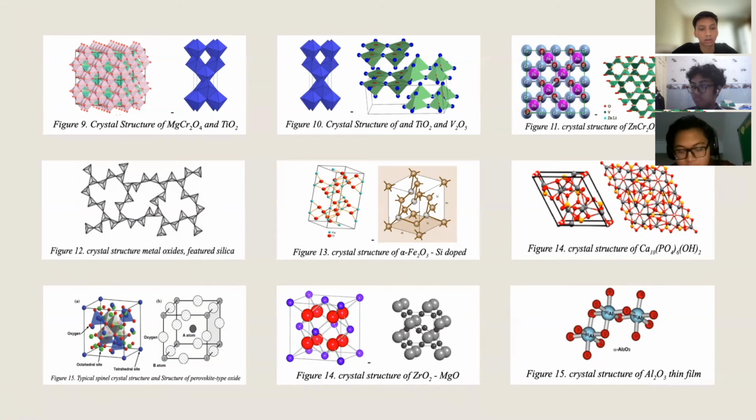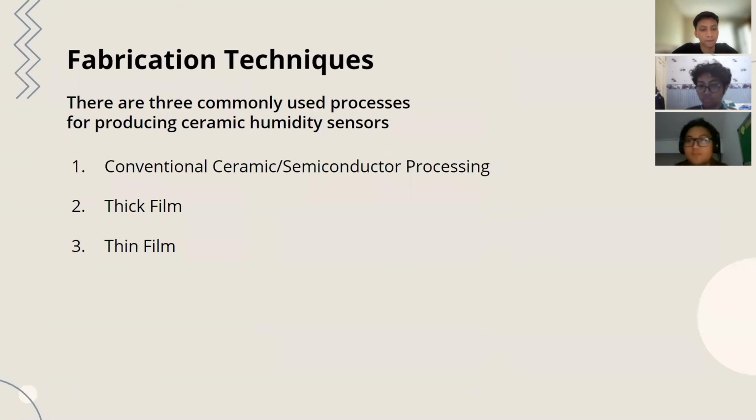Next. And now I'm going to present about the fabrication techniques of the ceramic humidity sensors. There are three commonly used processes for producing these ceramic humidity sensors, which are conventional ceramic or semiconductor processing, the second is the thick film, and the last one is the thin film. I'm going to especially detail the thick film and the thin film.